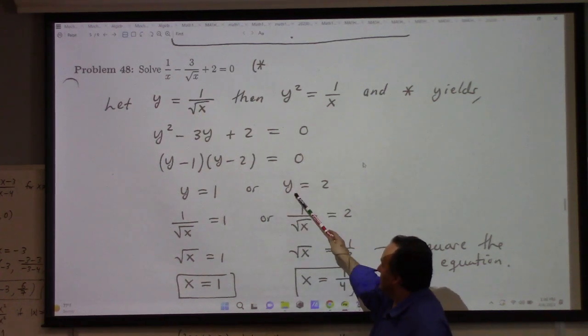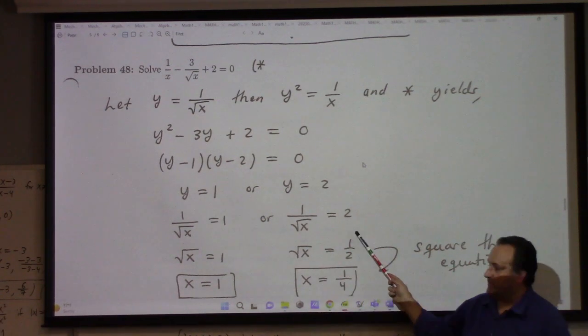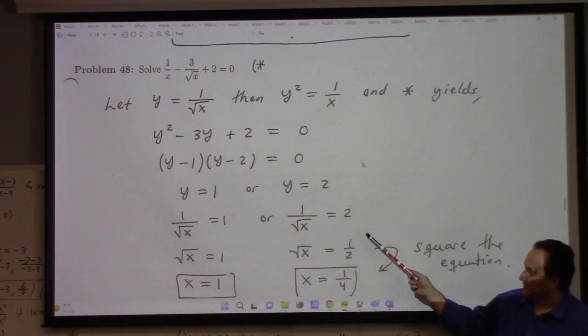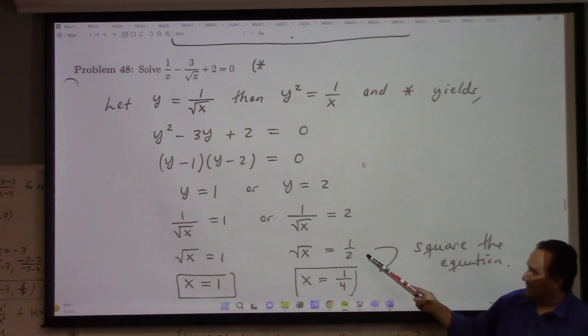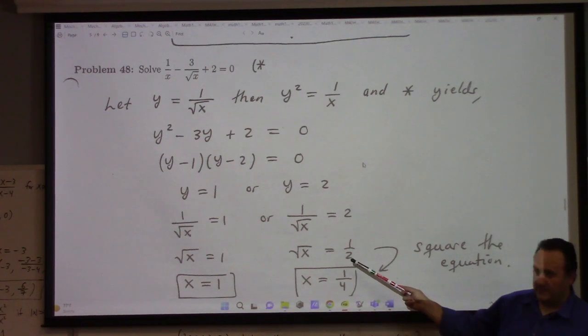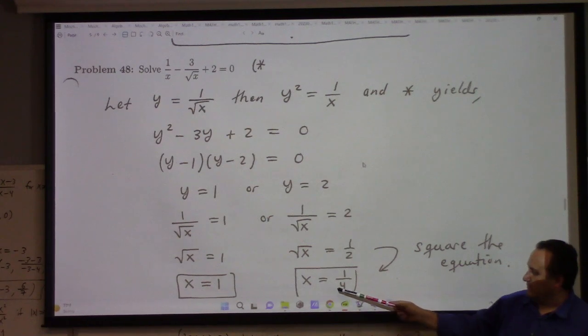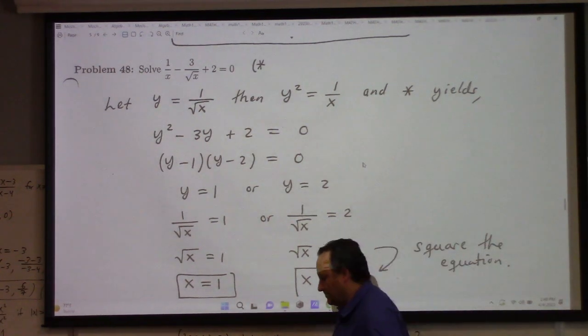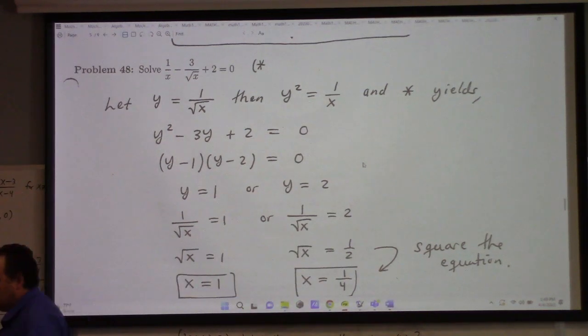So either y equals 1 or y equals 2, which undoing the substitution gives me 1 over the square root of x equals 1, or 1 over the square root of x equals 2, which I then solve for square root of x, isolate the radical, right? And then I square both sides. That gives me x equals 1 or x equals 1/4. So there's your solutions here. Any questions about that one?